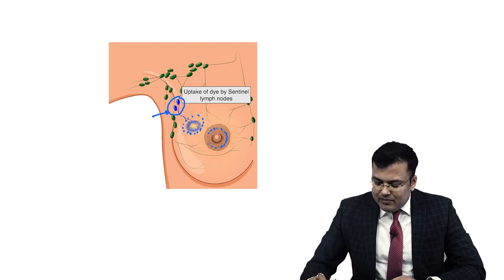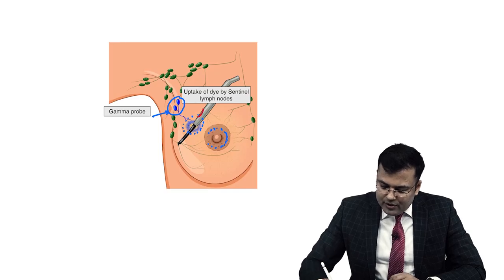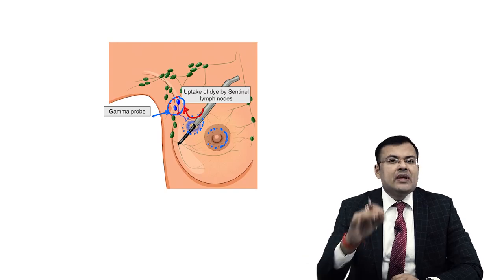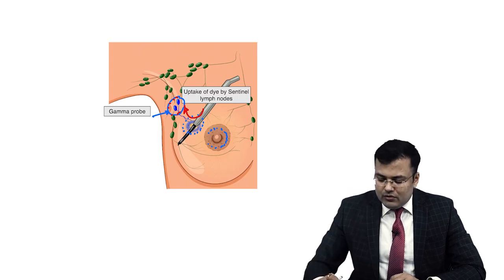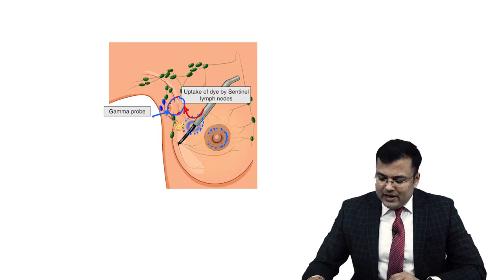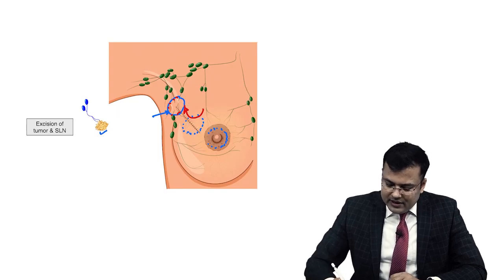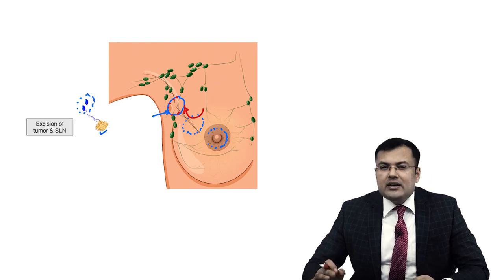This is the gamma probe, and with its help you detect the radioactivity. The lymph node which has maximum radioactivity is the sentinel lymph node. So what you have to do is excise the tumor and remove the lymph node. You can see the tumor is excised, and along with the tumor we excise the lymph node, and it is sent for biopsy. So this is sentinel lymph node biopsy.